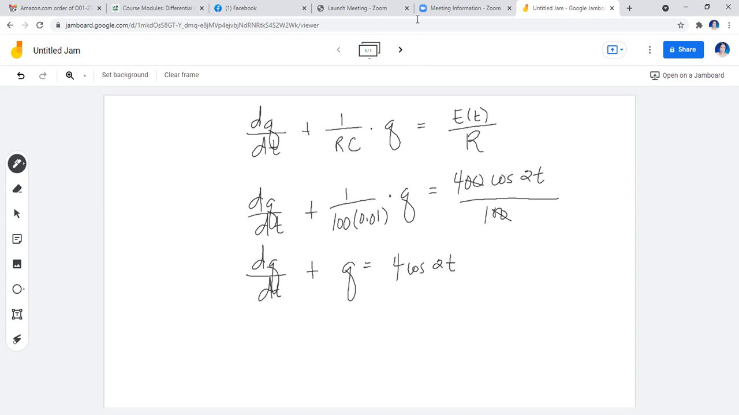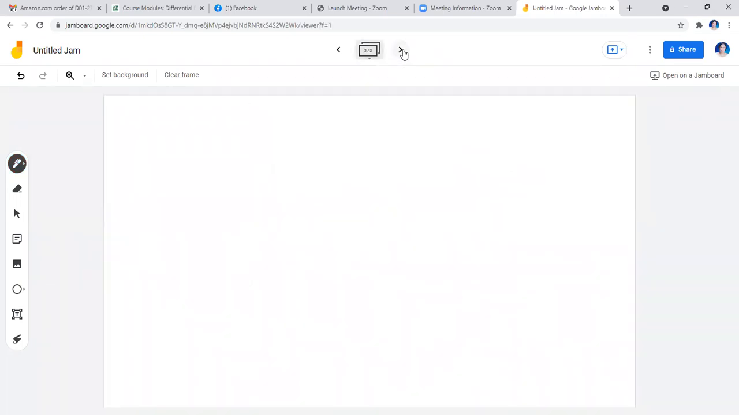In here, you could see that your DE is linear. Okay, it's linear in form. And you could see that your P of t is the coefficient of the Q here, and it's 1. And your Q of t is all of this, so you have 4 cosine 2t. So if you're going to use the linear approach, because this cannot be evaluated using separation of variables, then you need to determine the integrating factor. So the integrating factor phi is equal to e raised to the integral of p of t dt.